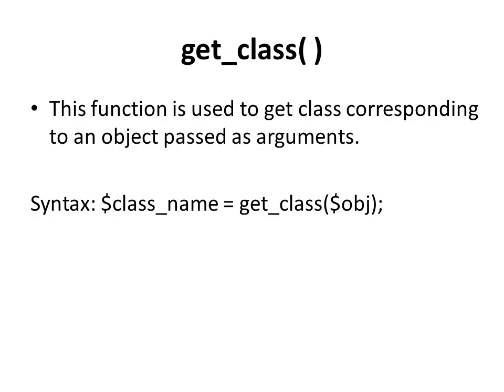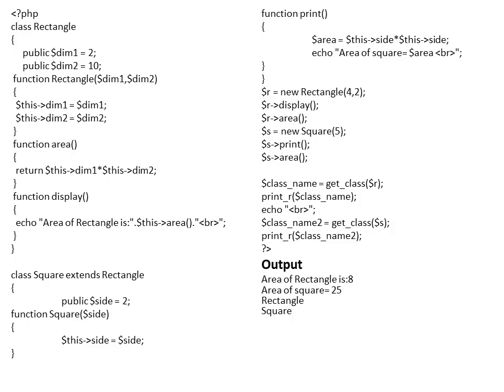The next function is get underscore class. Now it will take parameter as an object and it will tell you the class name of that particular object. For example, here I have called get underscore class. Inside a bracket I am passing parameter as r, and that r is nothing but object. Now it will tell me the name of this object, that this r object belongs to which class. Since it belongs to a rectangle class, it will display answer as rectangle.